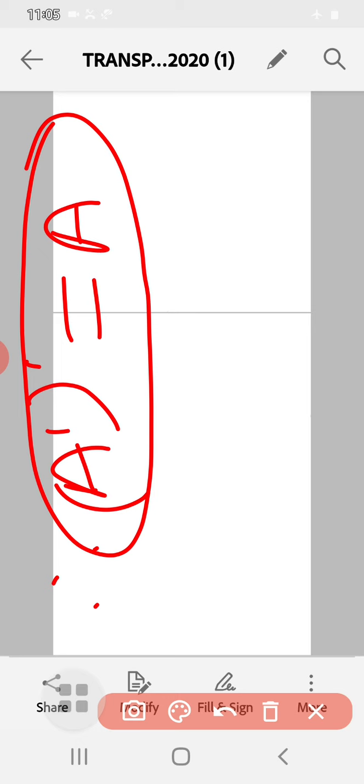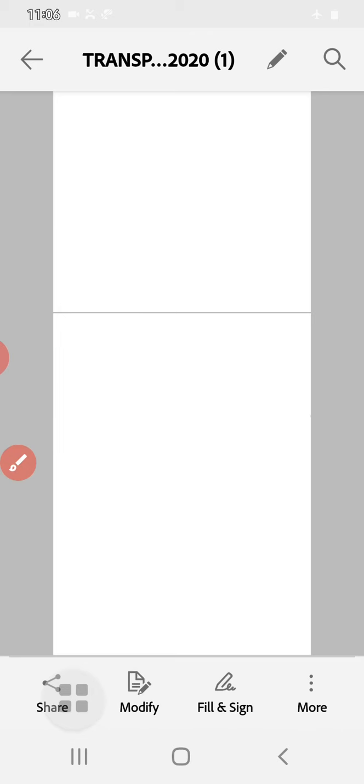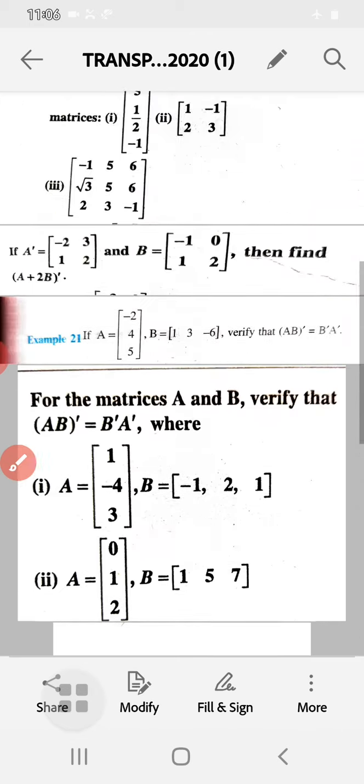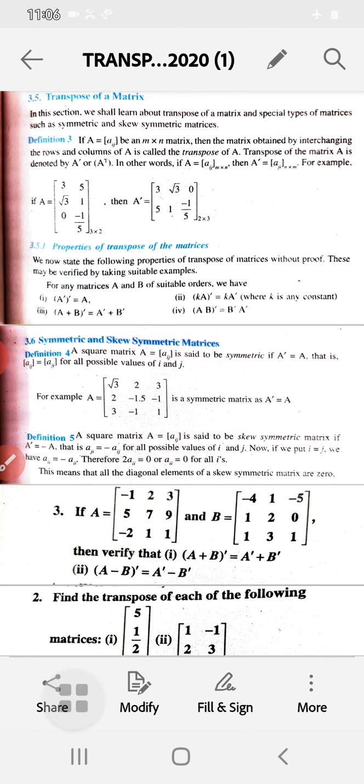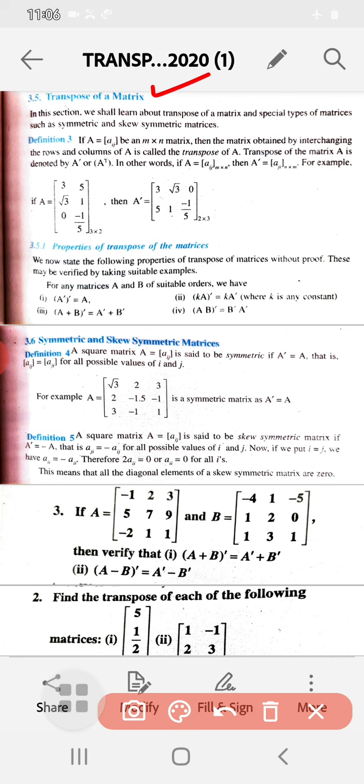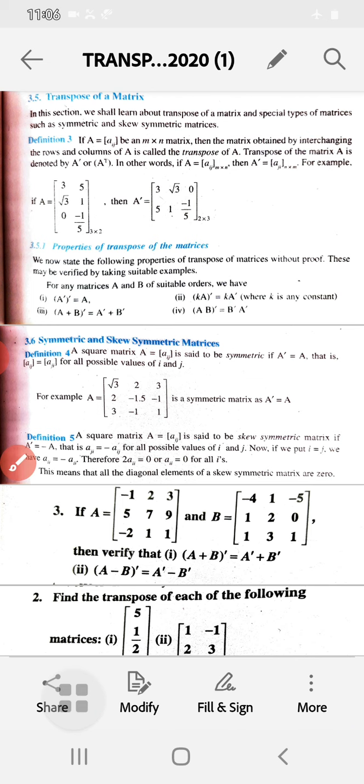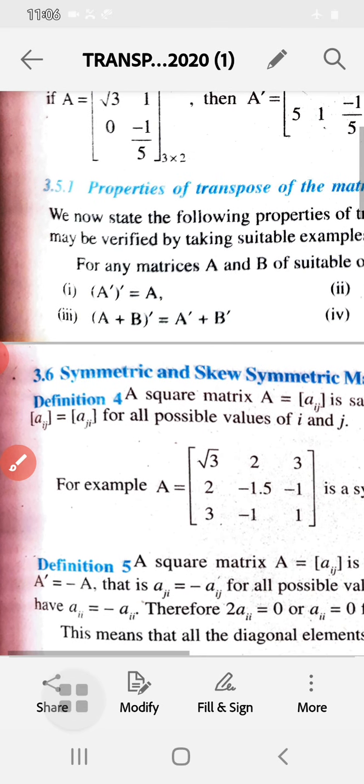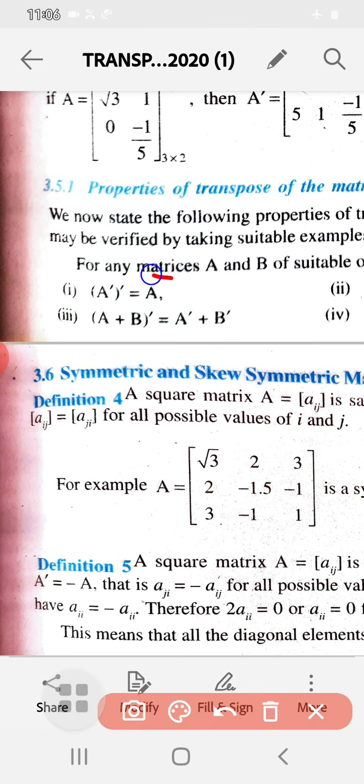So this is the point we have learned here. Transpose of a matrix, that's what I have explained here. The matrix obtained by interchanging the rows and columns of A is called the transpose of the matrix A. So if A is equal to this, then we can interchange this one. See, properties of transpose of a matrix. So what are the properties here? Observe carefully. We shall take up one by one here.